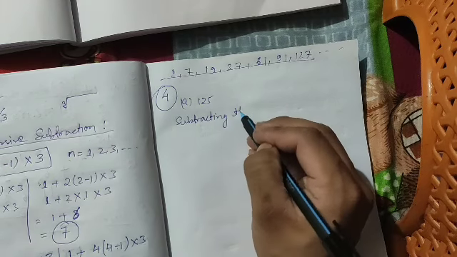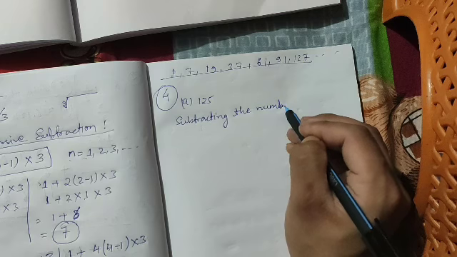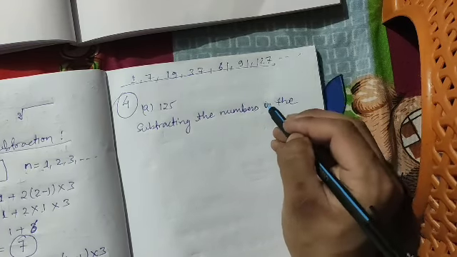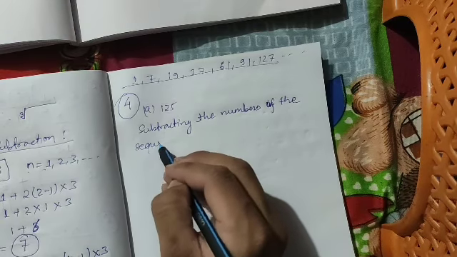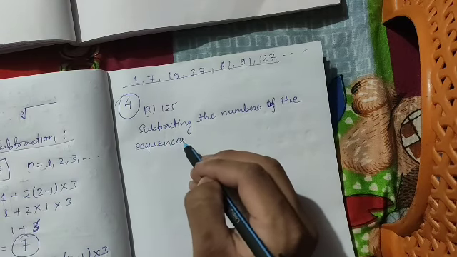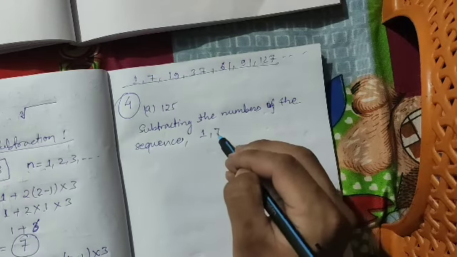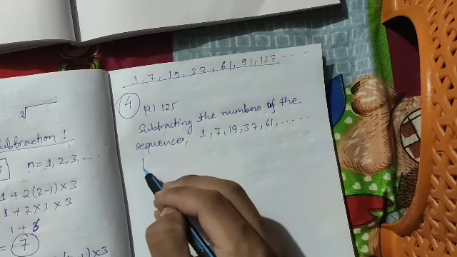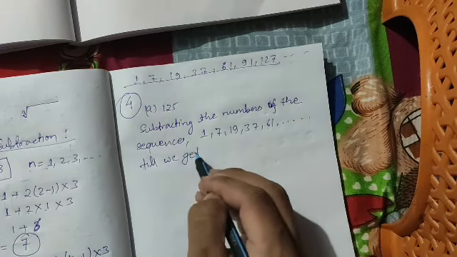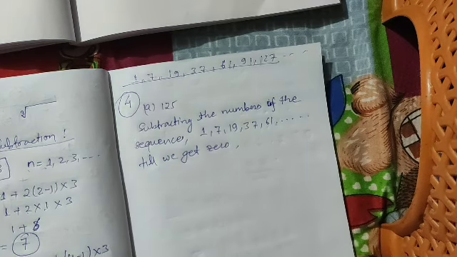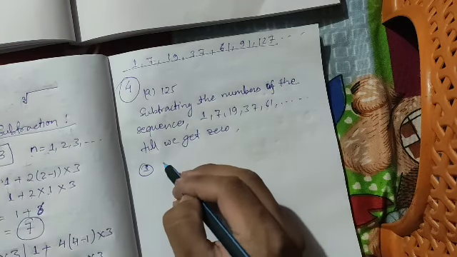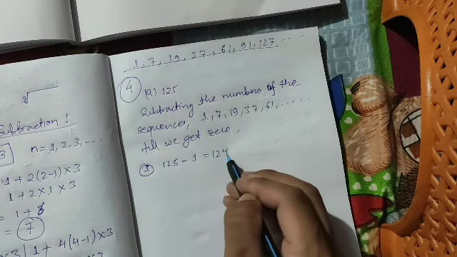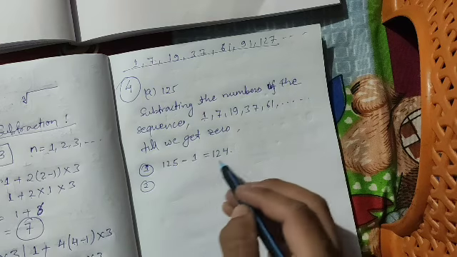You will write the numbers you are subtracting, the sequence: 1, 7, 19, 37, 61, dot dot dot till we get 0. Okay, so in step 1, you have to start from 1, right, because it is 1 here, so it will be 124. So you can proceed in step 2 from here.